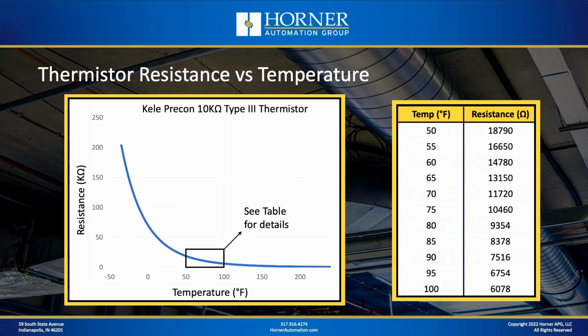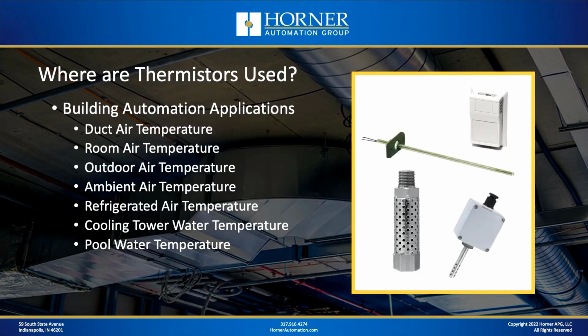And then on the right there, I'm showing a segment of the thermistor chart, which is probably one of the more popular temperature ranges, and that's between 50 degrees Fahrenheit and 100 degrees Fahrenheit, because that's the ambient range very commonly used in indoor applications especially. And even in that limited range, you can see there's quite a difference in terms of the resistance.